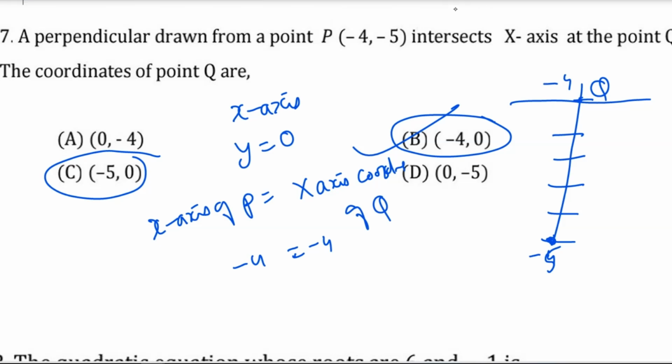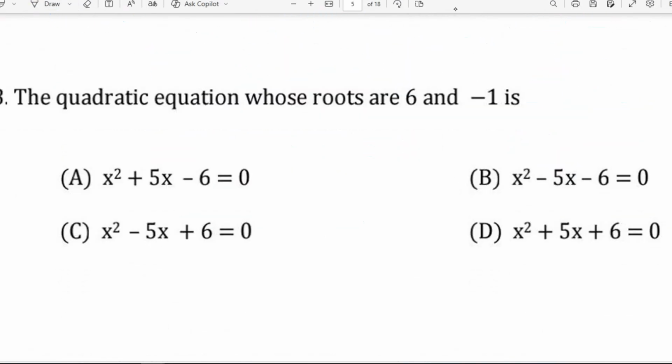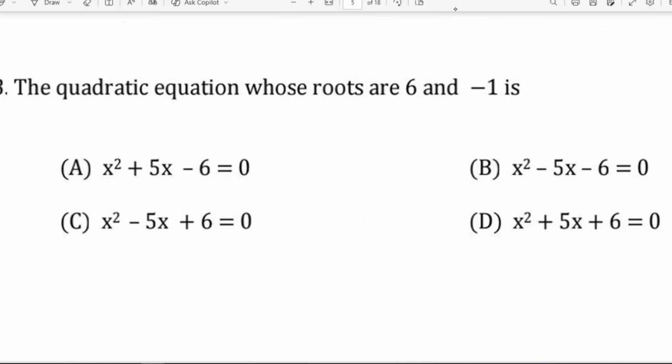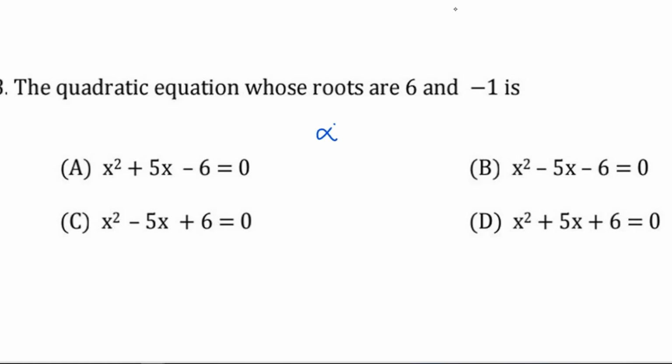Then moving on to the next one, question number 8. A quadratic equation whose zeros are 6 and minus 1. Here they have given alpha and beta. The sum of the zeros: we add the zeros, 6 plus minus 1, equals 5.